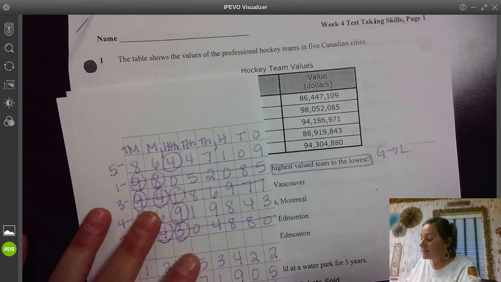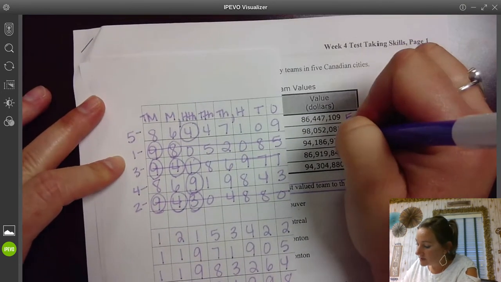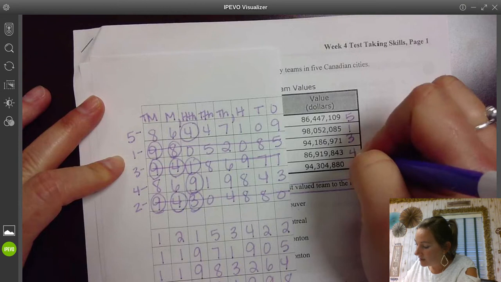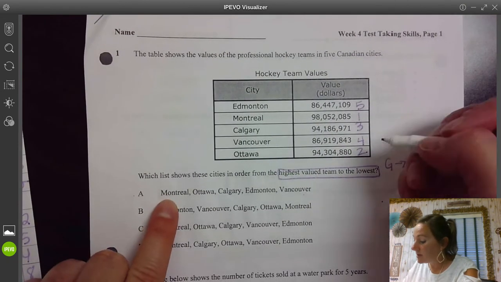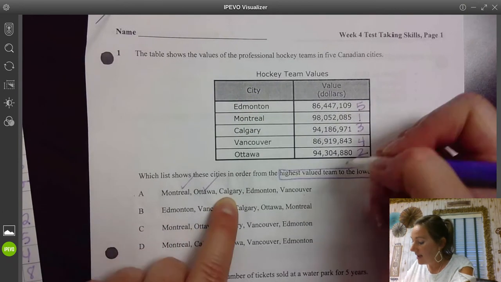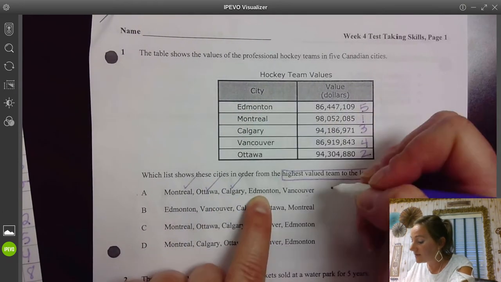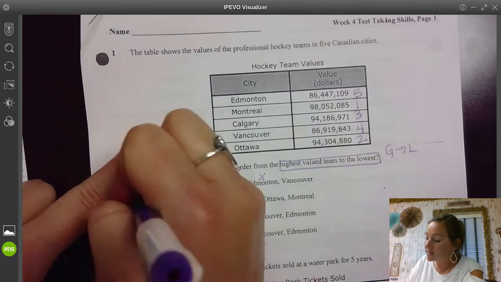So let's see. I'm going to put what I know here. That was the fifth, first, third, fourth, and second. All right, so I like to use checks and X's. So was Montreal first? Yes. Yep, that was second. Calgary was third. Yes, looking good so far. Edmonton, fifth, not fourth. So it's not A.